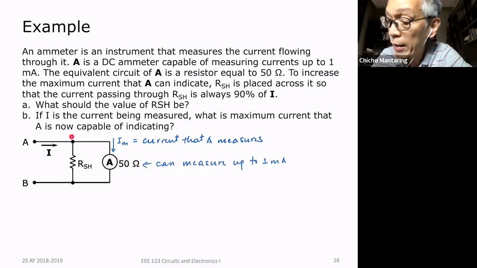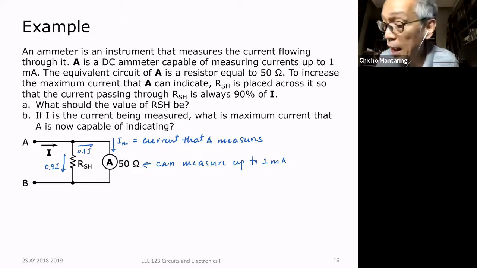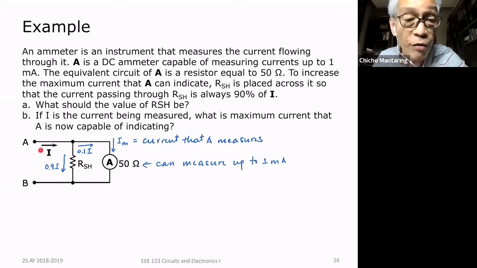Now what do I do? I put a resistor here, so that part of I will flow this way, and part of it will flow this way. What I want to happen is I want this to be 90% of I, and I want this to be only 10% of I. So what is the advantage of this scheme? If this resistor always draws 90% of I, and this is always 10% of I, I can determine the value of this current by just multiplying this reading by 10. So if the current through this ammeter is, for example, 0.5 mA, then I know that this current is 5 mA. So effectively, I have increased the current that this can indicate.